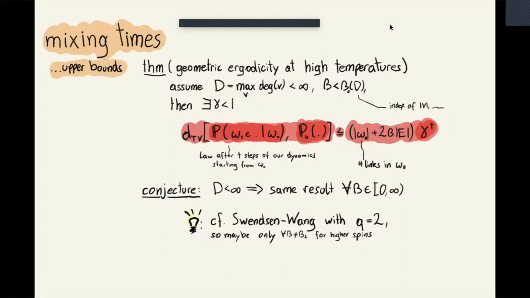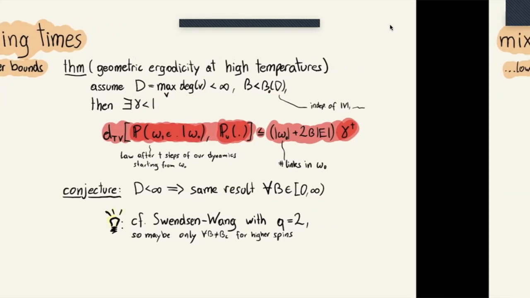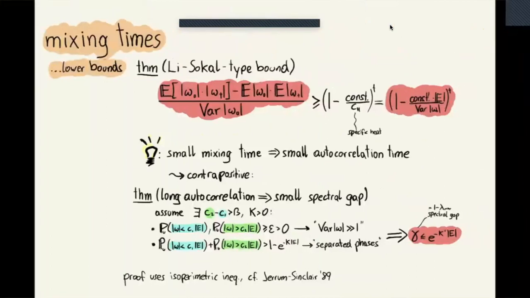And the conjecture is that, as a matter of fact, under the same assumptions, this holds for all beta. But this is quite hard to prove in general. So is there anything we can say about lower bounds on mixing times? I was able to derive a Li-Sokal type lower bound on autocorrelations. This expression here is just the autocorrelation, and this can be bounded from below by something that is relatively big if the variance of the number of links in the equilibrium measure is big.